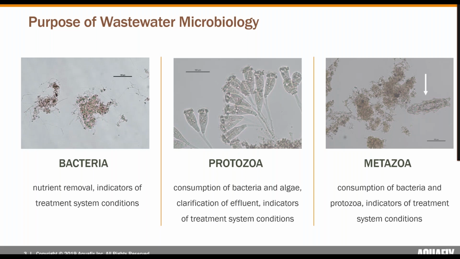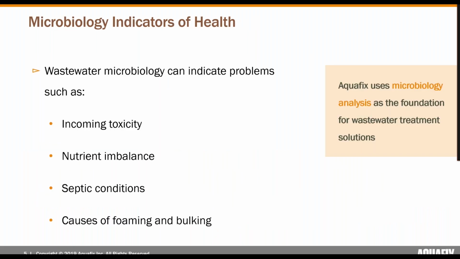However, what's most important for today's presentation and moving forward in the presentation is the fact that all three of these biological groups are going to be indicators for treatment system conditions and overall biological health within a wastewater system. So we can use these three groups to really figure out treatment system conditions as well as the overall health of the wastewater treatment system as a whole. So the makeup, health, and composition of a treatment plant's microbiology is really what's going to be able to indicate environmental problems and treatment conditions or treatment efficiency within a plant. This includes indicating incoming toxicity, nutrient imbalances within a plant, septic conditions, as well as causes of mechanical problems such as foaming and bulking.